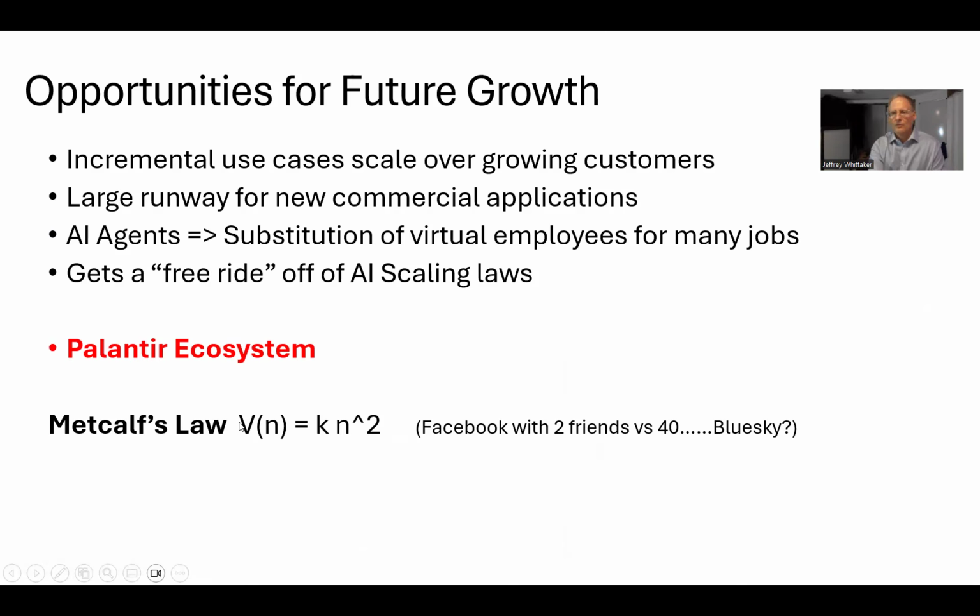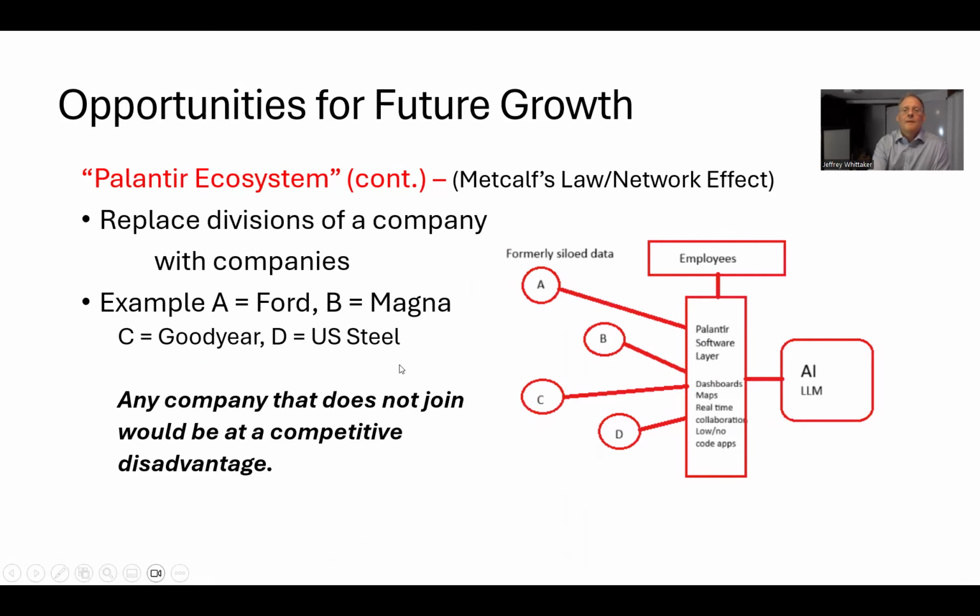For those of you who aren't familiar with Metcalfe's law, the idea is that the value of a network is related to some constant K times the number of participants or nodes in the network to the second power. So every time you add more people and entities into a network, it becomes much, much more powerful. It's one of the things that makes Facebook such a powerful company.